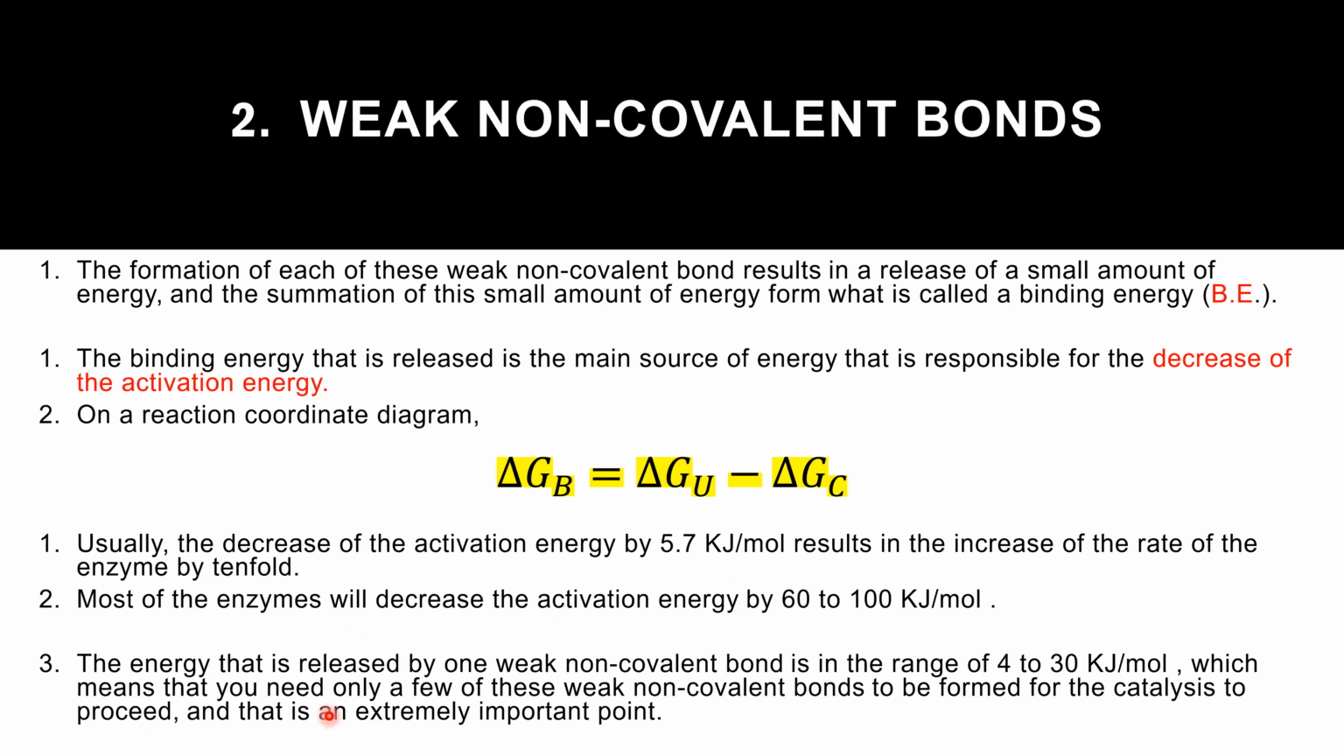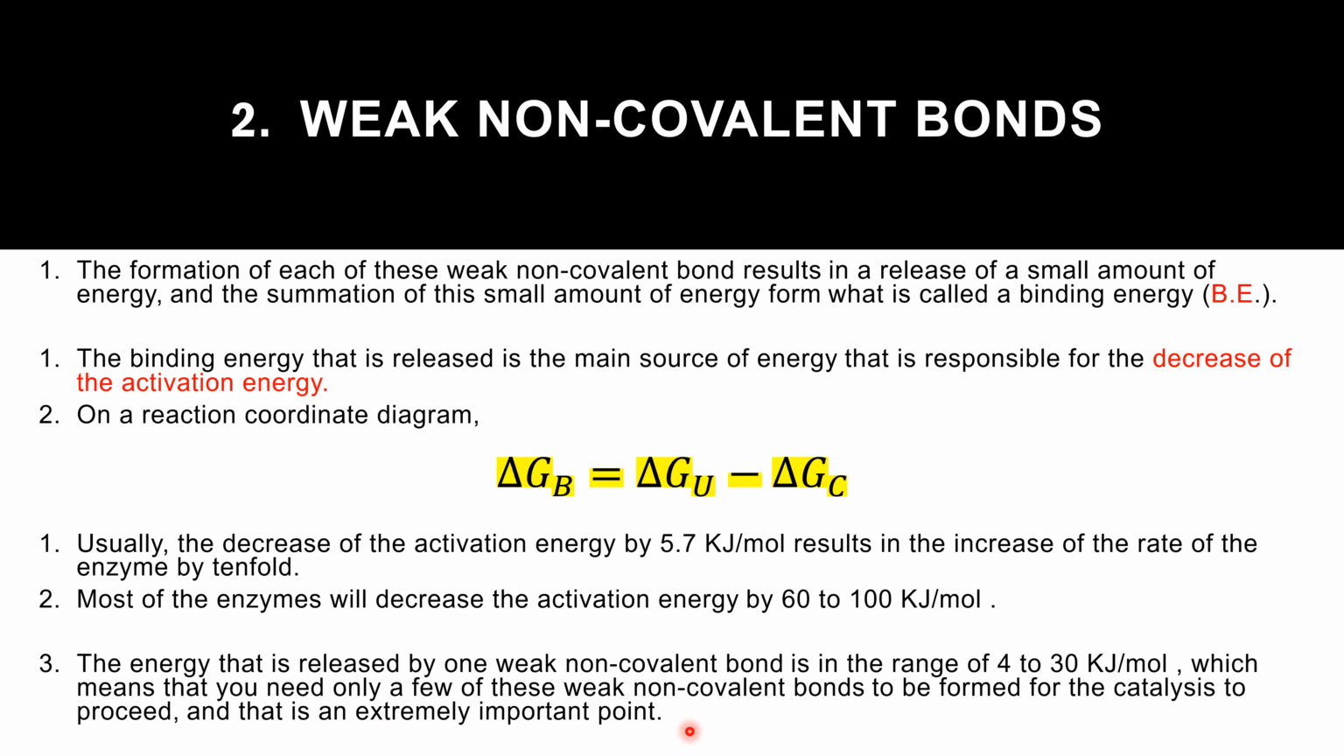The energy that is released by one weak non-covalent bond is in the range of 4 to 30 kilojoules per mole, which means that you need only a few of these weak non-covalent bonds to be formed for the catalysis to proceed. And that is an extremely important point.